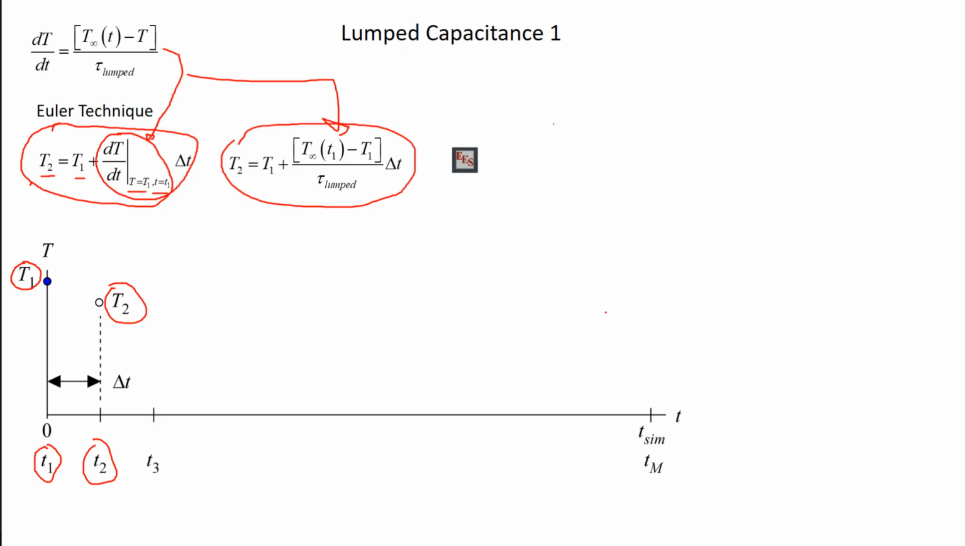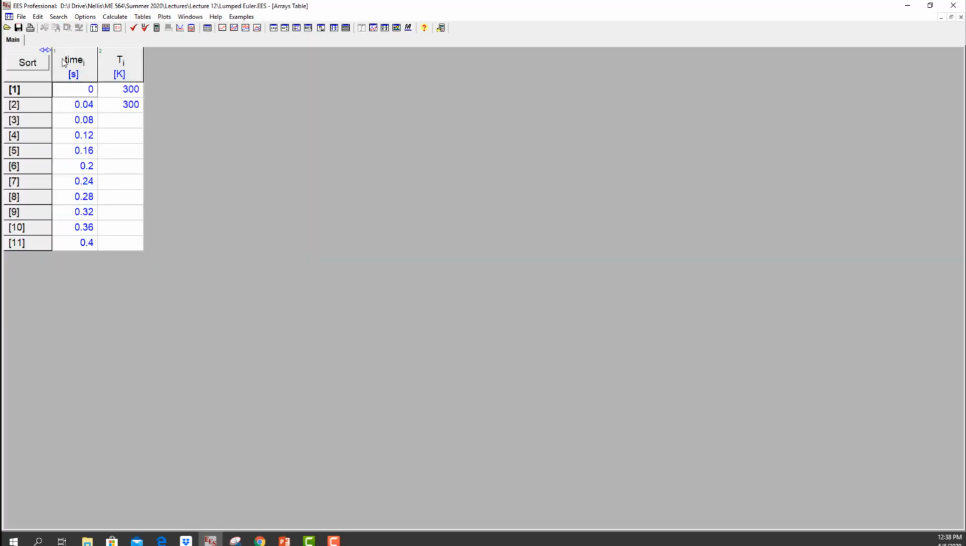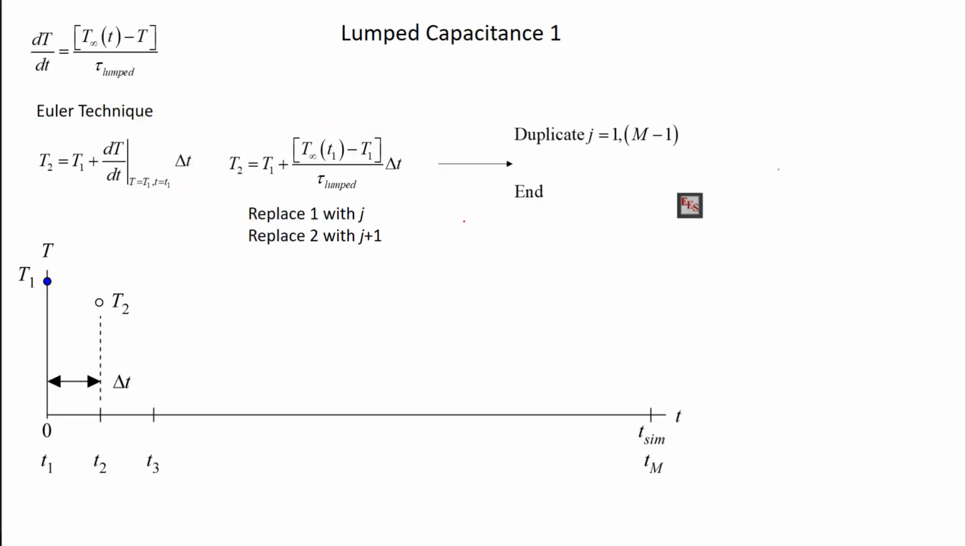I'll implement it. It's kind of silly for this problem because it's such a simple problem, right? It's basically just saying T1 is T initial, and then T2 I just take using this state equation right here. And when I calculate it and look at the solution, this is what I get. I can check the units. I can make sure everything looks okay. Once that's working, then it's really easy to take all the time steps.